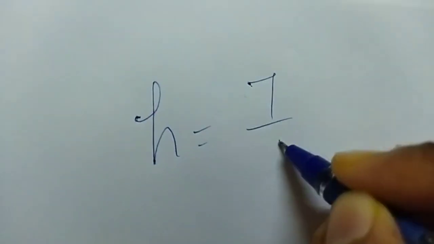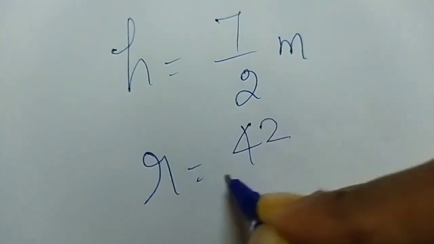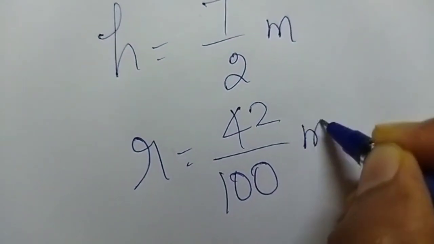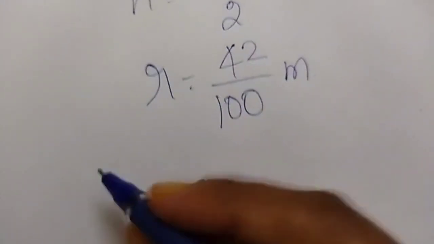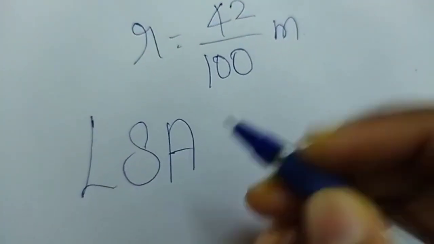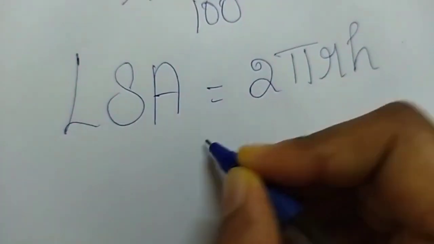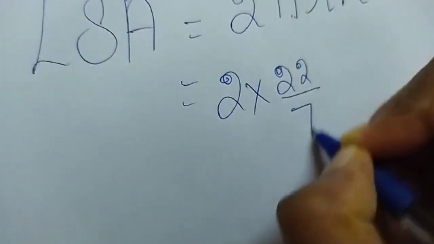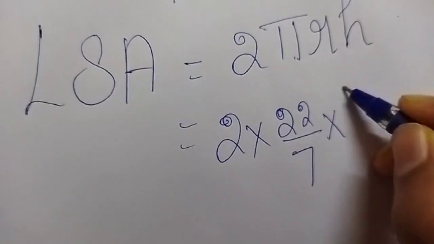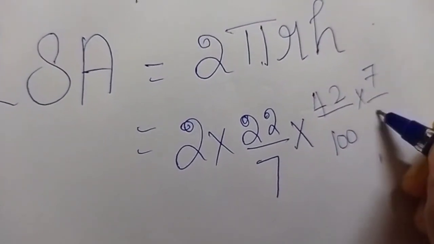Now we have height is equal to 7 by 2 meter and radius is equal to 42 by 100 meter. So we can convert it. We can find what is the lateral surface area of a cylinder. LSA of a cylinder is nothing but 2 pi RH. So 2 into pi, 22 by 7, into radius 42 by 100, into 7 by 2 height.